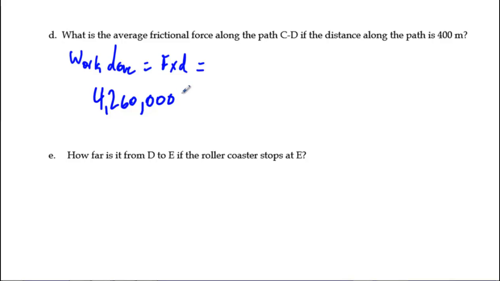So I have 4,260,000 is equal to the force, which I don't know, times the distance, 400 meters. I can divide both sides by 400 and come up with the force. So 4,260,000 divided by 400 is 10,650 newtons. So F equals 10,650 newtons of force, which is quite a lot of force. E says, how far is it from D to E if the roller coaster stops at E?